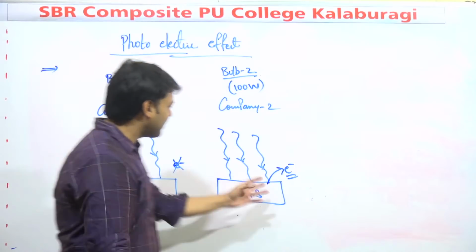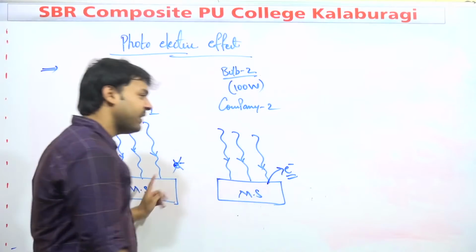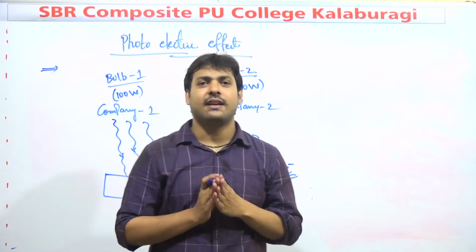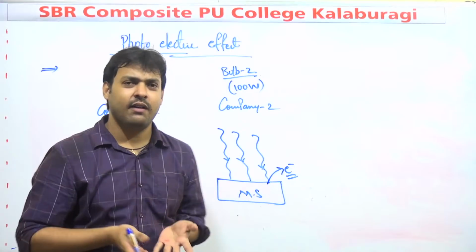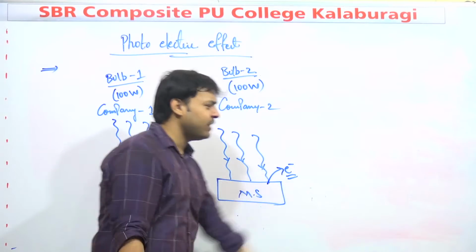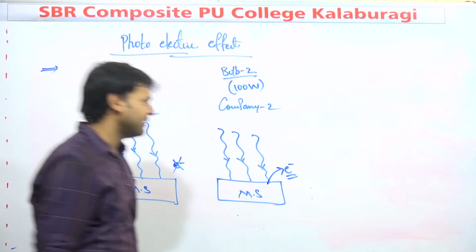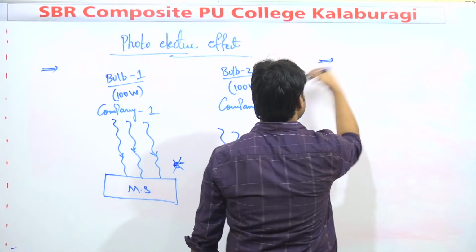From bulb 2, electron came out, and from bulb 1, electron didn't come. So what is happening actually? What happened? Why from this one did the electron come out, and why from this one didn't it come? Those are the points we have to understand first.